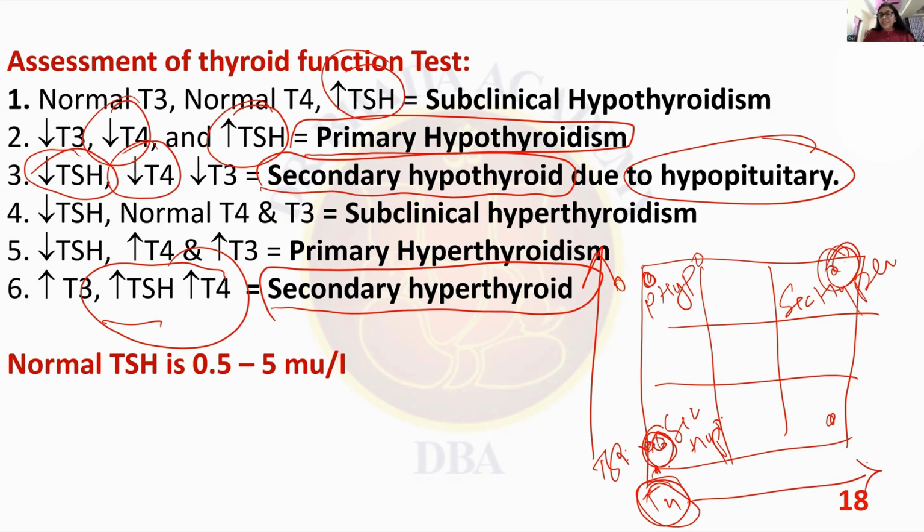रिवर्स करते हैं. मेरा TSH बिल्कुल लो पड़ा है लेकिन मेरा T4 बहुत हाई है. ये वाला T4 तो बहुत हाई है लेकिन TSH बिल्कुल लो है, तो ये क्या हो गया? मेरा TSH बिल्कुल लो है लेकिन T4 हाई है. So I am dealing with primary hyperthyroidism. तो मेरा ये कॉलम क्या हो गया? प्राइमरी हाइपर.